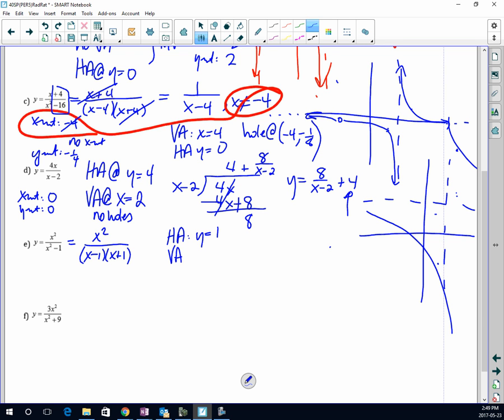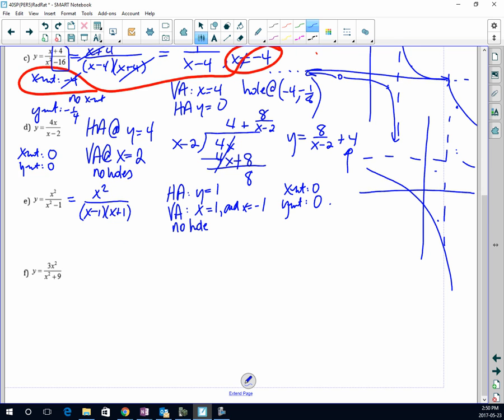Vertical asymptote, x equals 1 and x equals -1, or you could write plus or minus 1. Do we have a hole? No hole. Do we have an x-intercept? No, 0. Do we have a y-intercept then? Yeah, if the x-intercept is 0, then the y-intercept has to be 0. Okay, moving on. What's the next one?